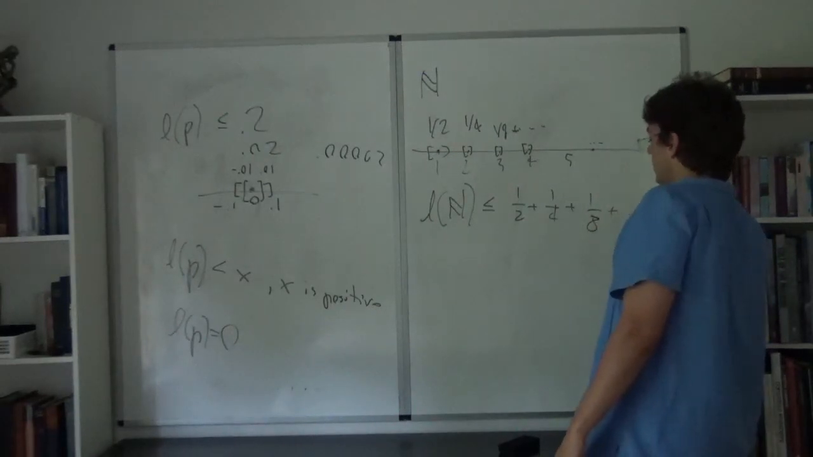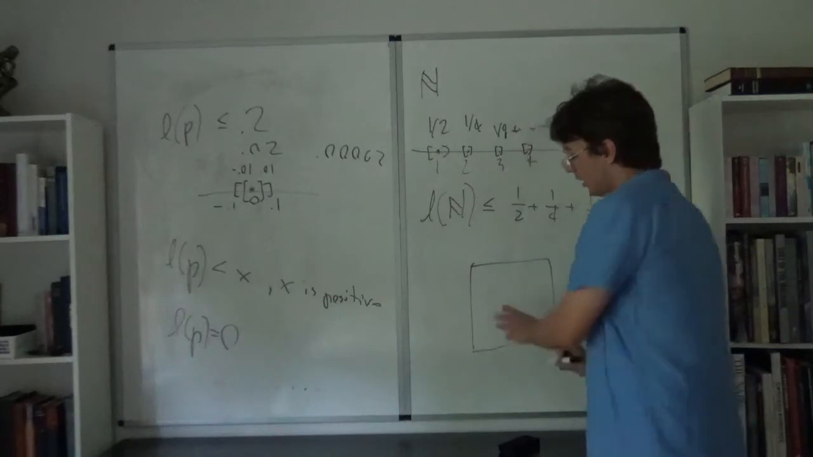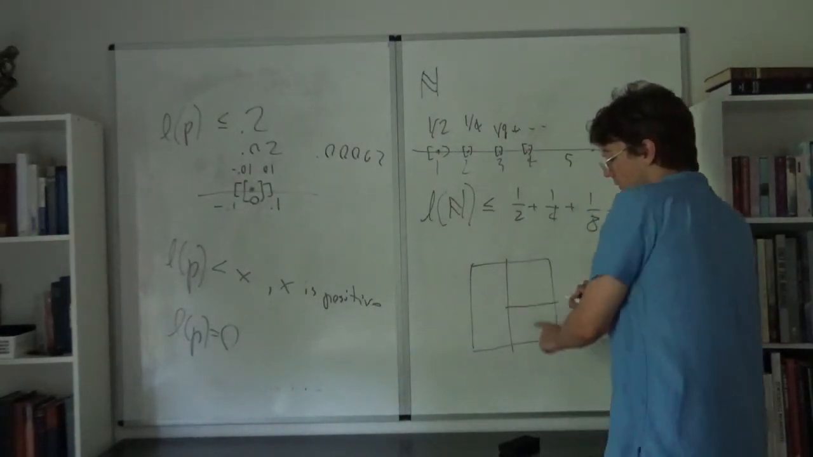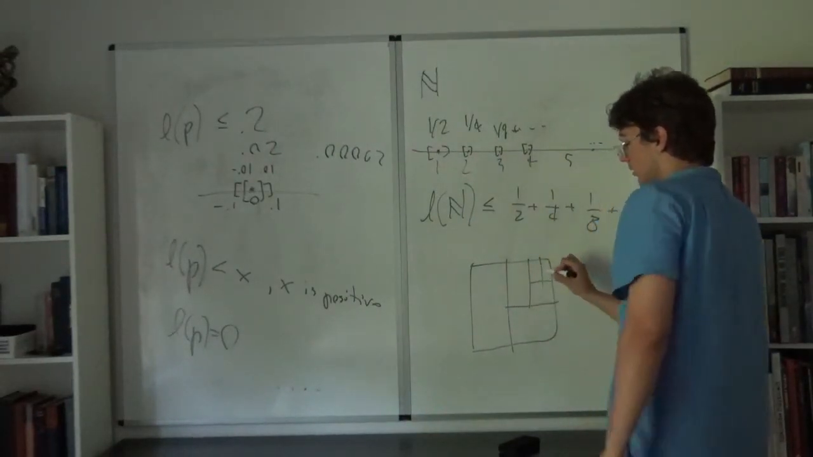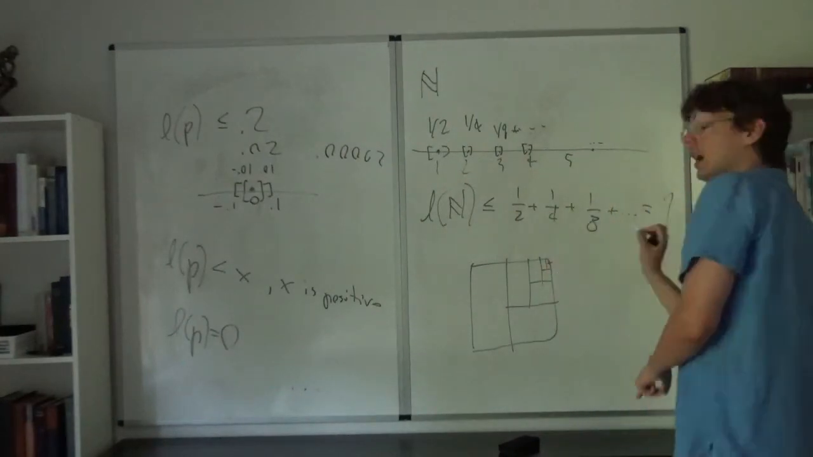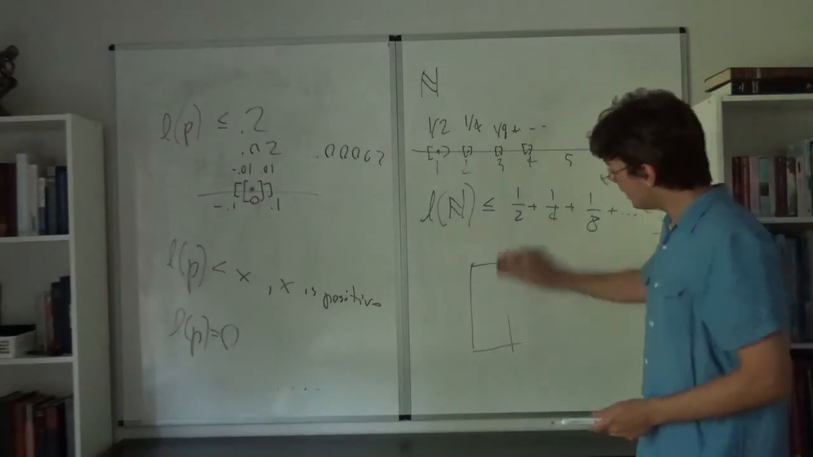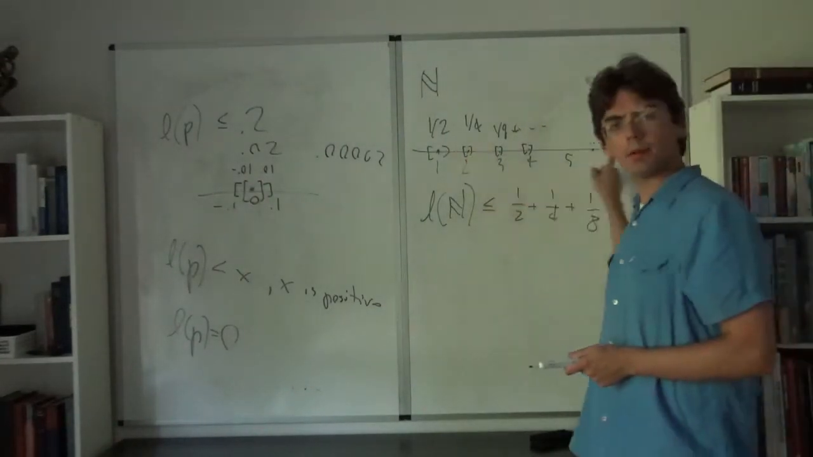Oh, I know what that equals. I know what that equals because I know this square. This is a 1 by 1 square. This has an area of 1/2, 1/4, 1/8, 1/16, so on and so forth. This sum right here, that equals 1. That equals 1.